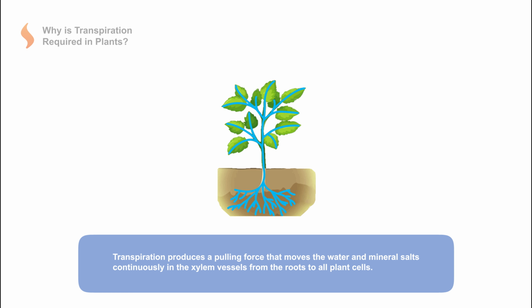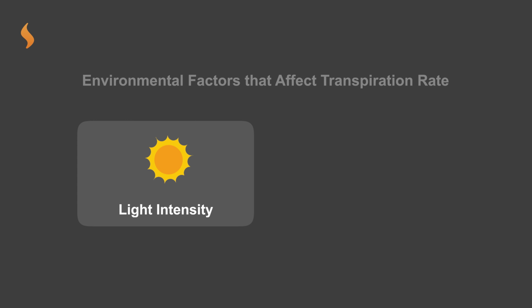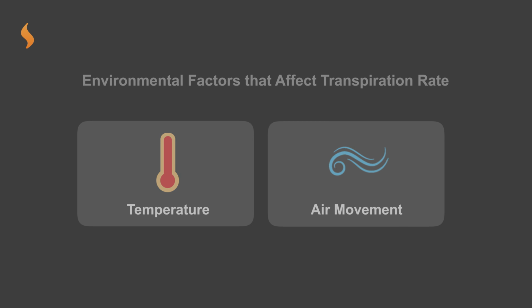Transpiration produces a pulling force that moves the water and mineral salts continuously in the xylem vessels from the roots to all plant cells. There are 4 environmental factors that affect transpiration rate. These are light intensity, air humidity, temperature, and air movement.